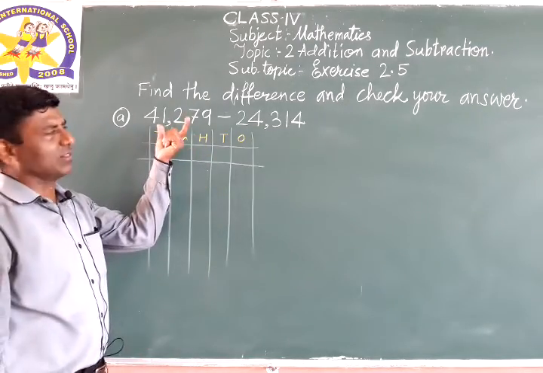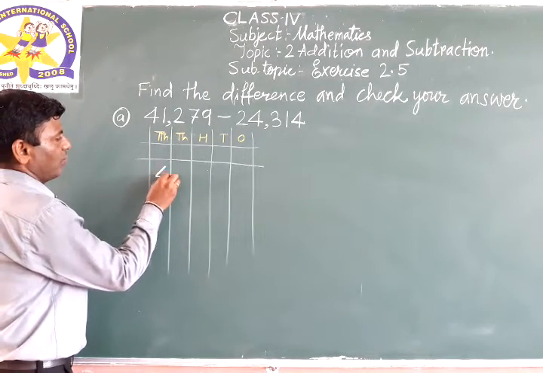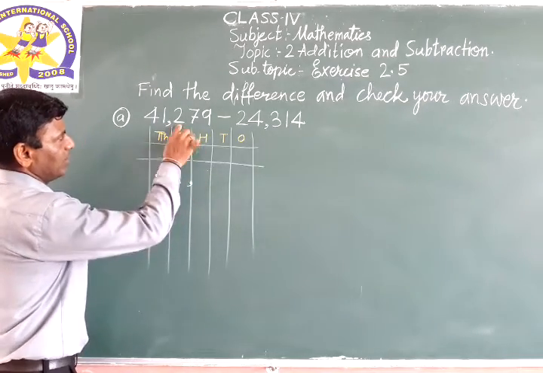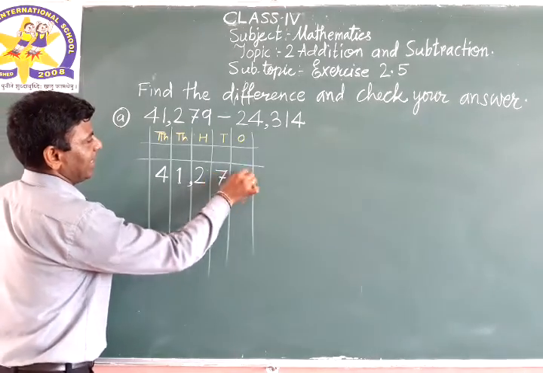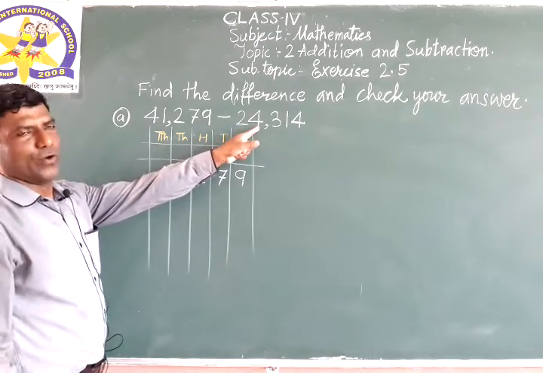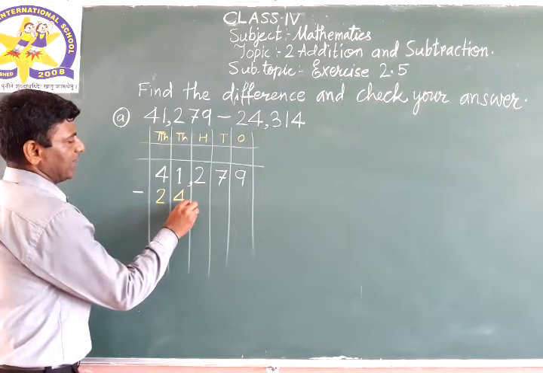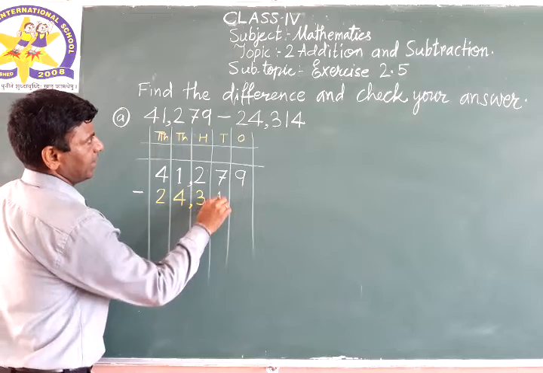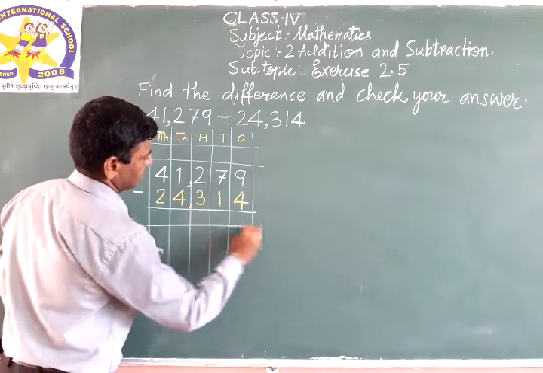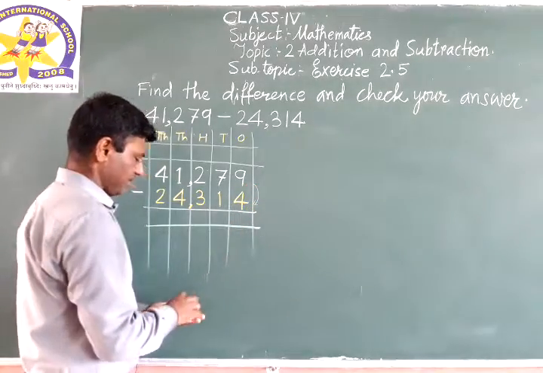Then write the number 41,279. Which number is greater? This one. So first write whichever is the greater number. 41 is in the 1000 place, so 41,000 comma 279. Understand? Minus 24,314. Subtract.